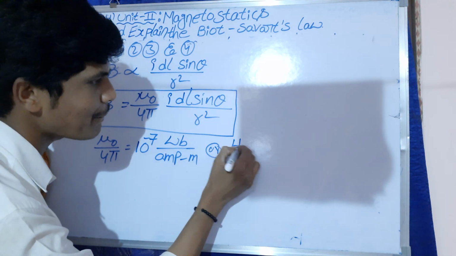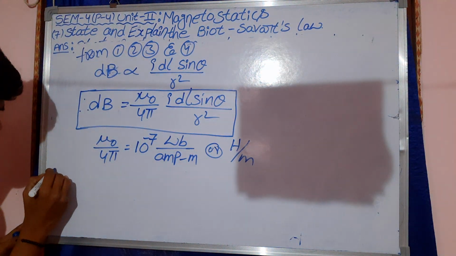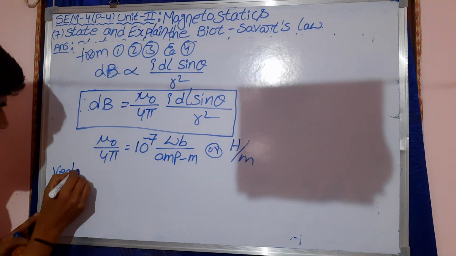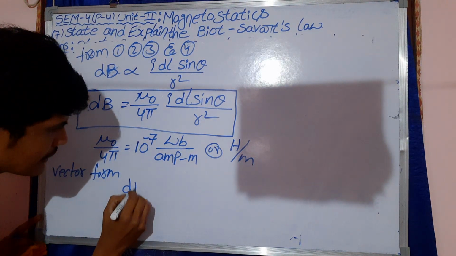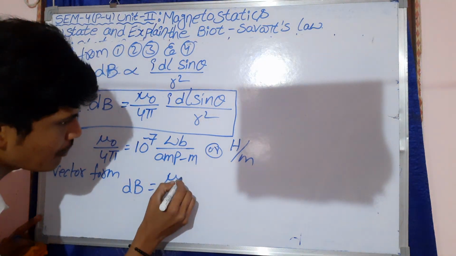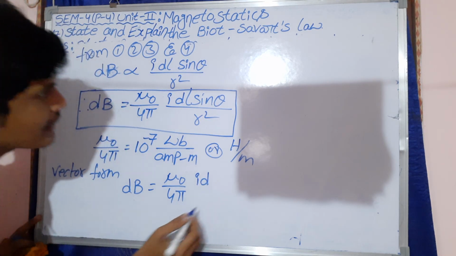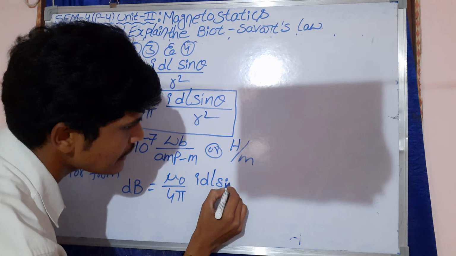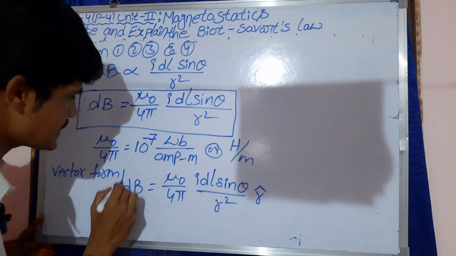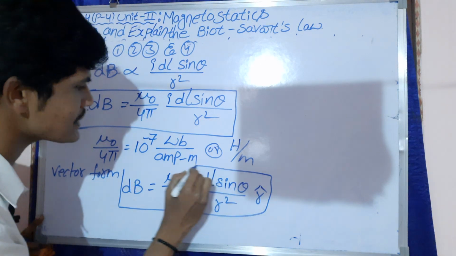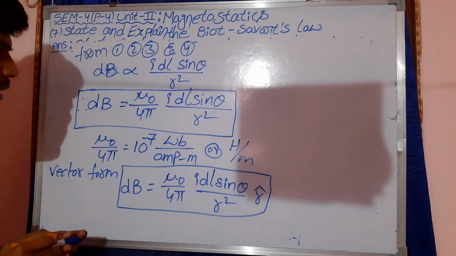Vector form of the Biot-Savart law: dB equals mu naught by 4 pi times I dl sin theta by r square into r cap. So this is the vector form of the Biot-Savart law. Mu naught is the permeability of free space.